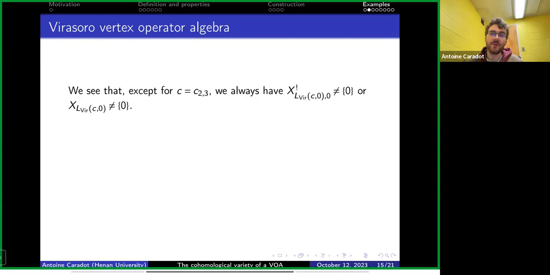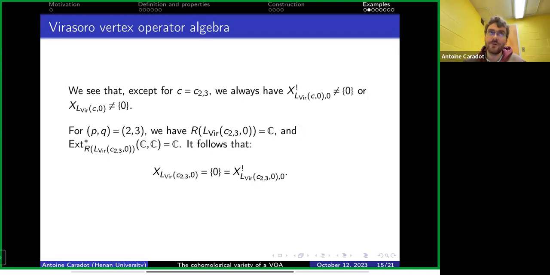For 2, 3, both of them will be 0. So 2, 3 is the degenerate case, because for P, Q equal to 2, 3, the C2 algebra of the simple affine vertex algebra is just the field. So it's the extreme case where you just get the field, and then the unit algebra is also the field. So your unit algebra becomes not only commutative, but it's a field.